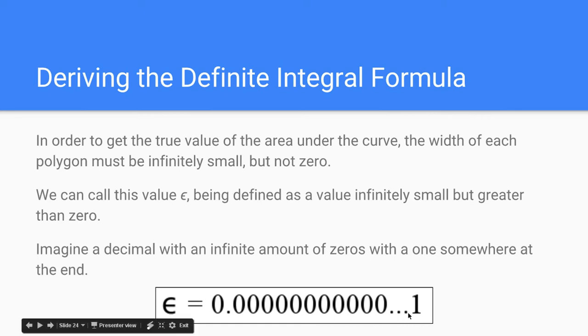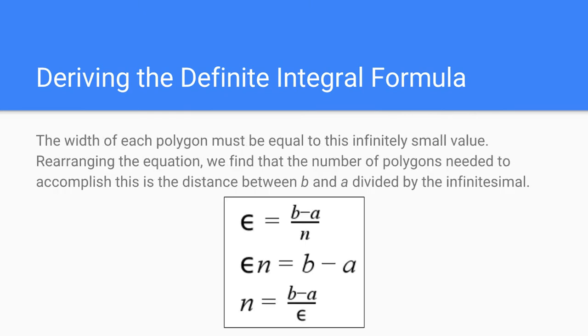So it's infinitely small but not 0. This is called the infinitesimal, but I'm just going to be calling it epsilon. The width of each polygon must be equal to this infinitely small value, because as you know, I said as you increase n, the width of the polygons gets smaller. So when n is equal to infinity, that means the width of each polygon is going to be infinitely small, but not 0, because the equation doesn't work if it's 0.